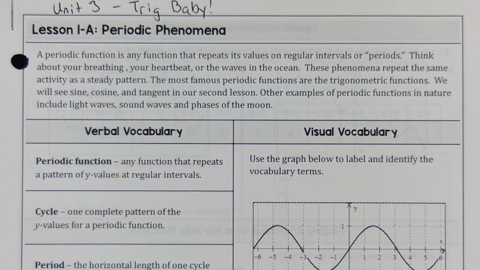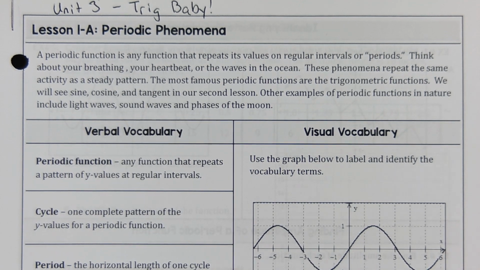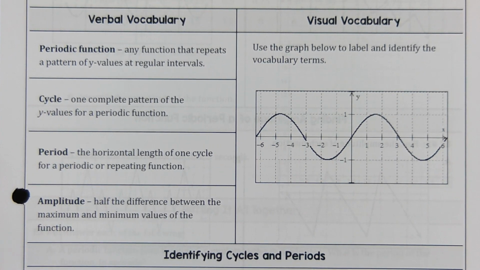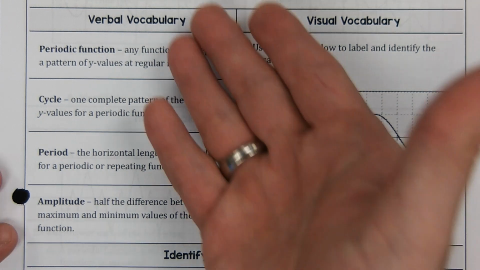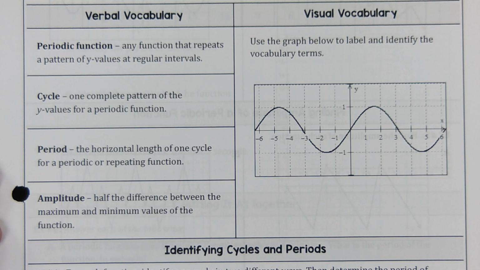Other examples of periodic things in nature: light waves, sound waves, waves of water, phases of the moon, the clocks as they go around and around, sewing wheels, Ferris wheels, bike pedals, gears in motors. Okay, periodic motion is everywhere. So we've got visual and verbal vocabulary, academic vocabulary. Let's talk about these first, and then we will put them on here as we go.